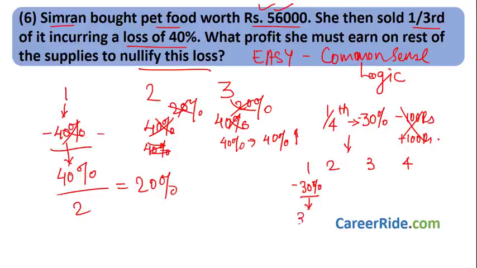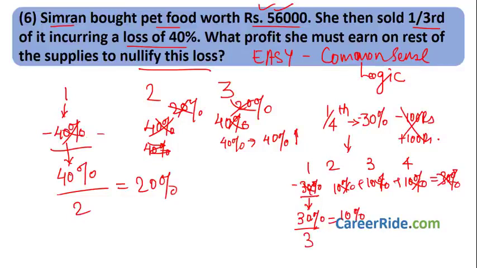So how much do we want to nullify? We want to nullify 30%. How many parts are remaining? 3. Just divide by 3. That comes out to be 10%. So each part has to be sold at 10% profit so that she will nullify the 30% loss. 10 plus 10 plus 10 is 30%. Okay. So this addition is nothing but 30% and it gets nullified, right? See how easy it was. Using common sense and logic we were able to find it.